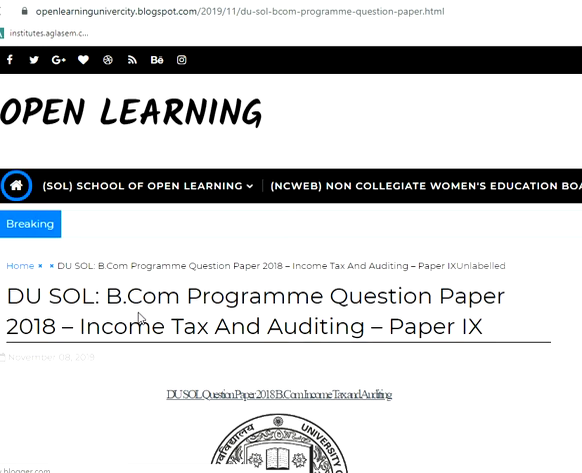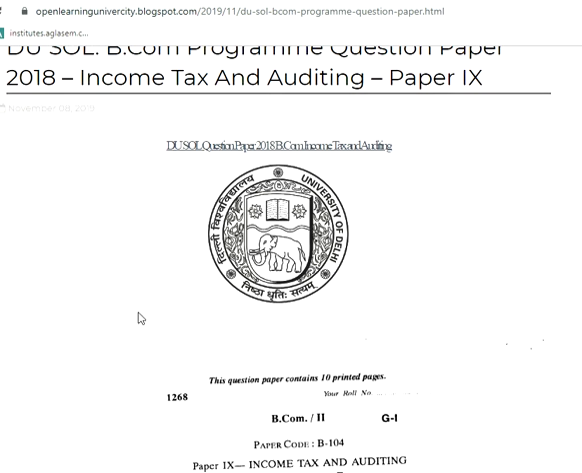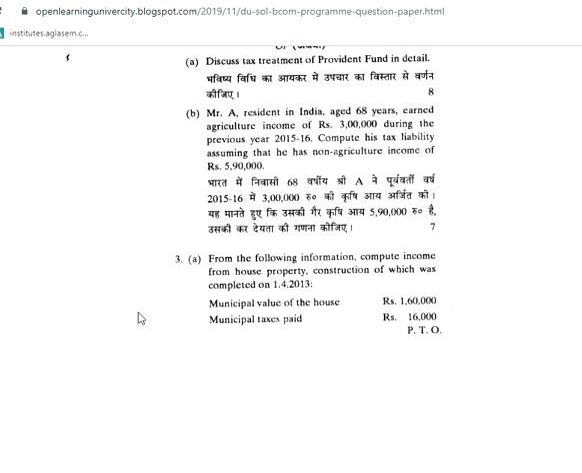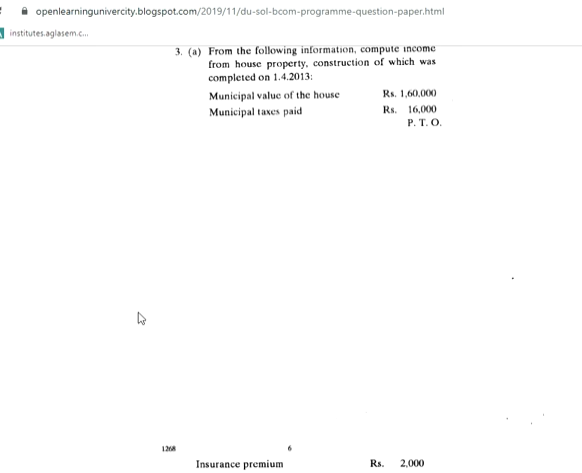We are doing the second year, income tax and auditing. Just press on income tax and auditing, and the page is uploaded, and the question papers are uploaded as soon as possible. So guys, you can see the question paper is available now. We are on question number 3.